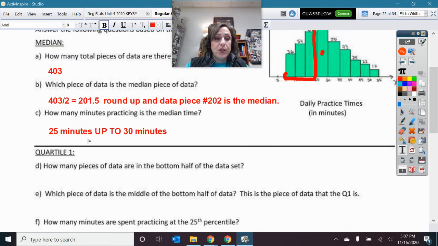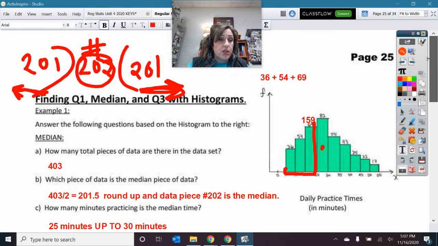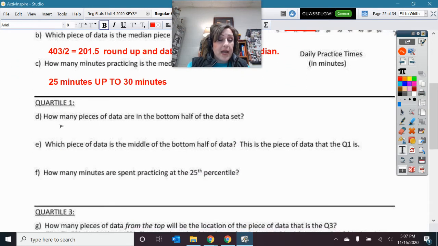Next, the Q1. Do you remember? Q1 is basically the median of this bottom half. I have 201 pieces of data in the bottom half. How many pieces of data are in the bottom half? There's 201. Which piece of data is the middle of that bottom half?